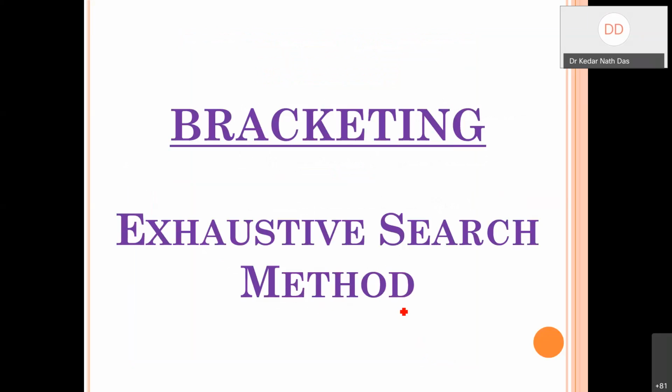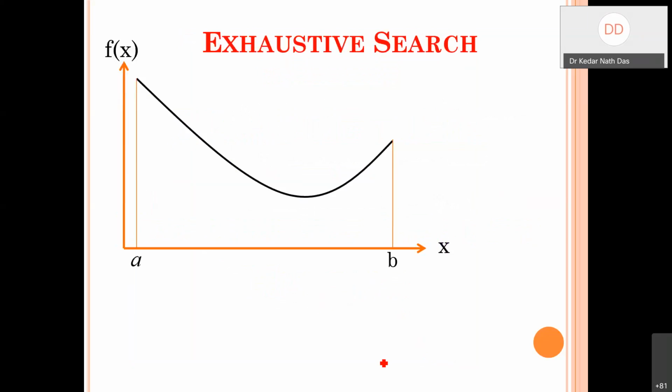Now, with this assumption, we can start with the exhaustive search method, which is part of the bracketing method. The main target of this method is to find this point on the x-axis, where the function gives the minimum value. The function is, of course, y equal to f of x.